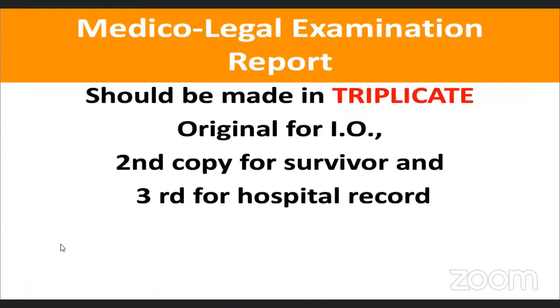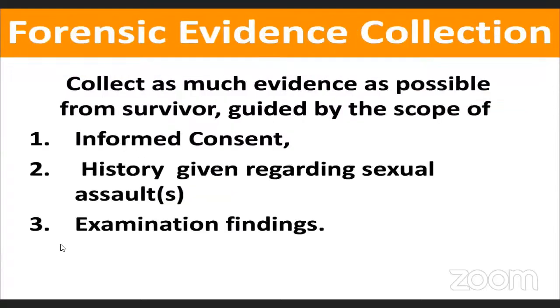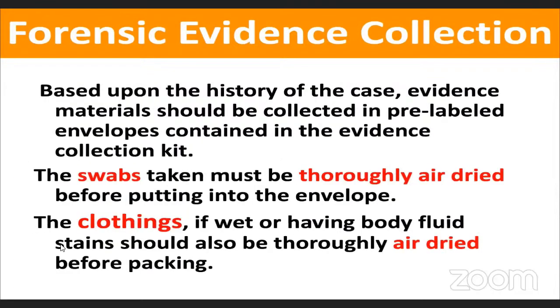Age estimation is an important part of the survivor examination, if relevant or asked by the police or court. Medical legal examination report has to be made in triplicate. The original has to be given to the police, the second copy for survivor, and the third for the hospital record. Forensic evidence collection. Strive to collect as much evidence as possible from survivor, guided by scope of informed consent, history given regarding sexual assault, and examination findings.